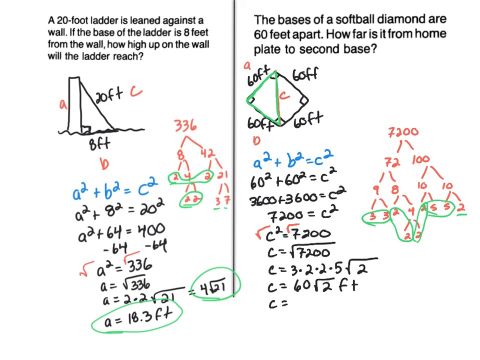Or we're going to turn it into a decimal and round to one decimal place. So if I figure out 60 times the square root of 2, I get 84.9 feet. So it would be 84.9 feet from home plate to second base. And again, I want both of these answers. I want simplest radical form, and I want the decimal equivalent.